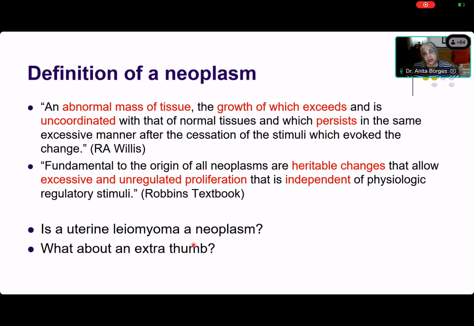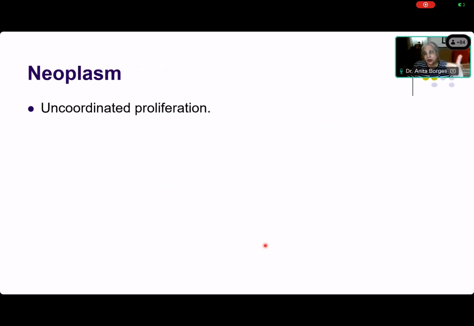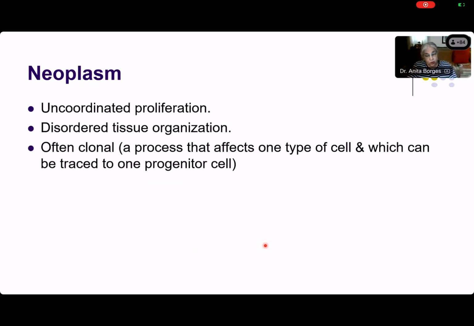Okay, but why is an extra thumb then not a neoplasm? We answered that question by saying that it is not just uncoordinated growth; in the definition of a neoplasm, there must be this word differentiation. Because a thumb looks like a thumb, it is organized like a thumb. And all neoplasms are disorganized. So in a neoplasm, yes, you must have proliferation, but you must have disordered tissue organization. Most neoplasms are clonal, but not all need to be, and we will discuss that.